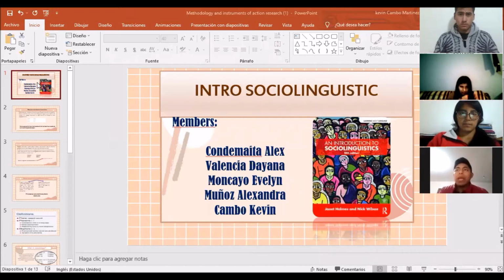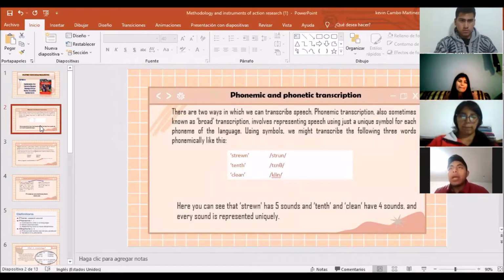Introduction to linguistics. The first topic is phonemic and phonetic transcription. The next slide, please. There are two ways in which we can transcribe speech.